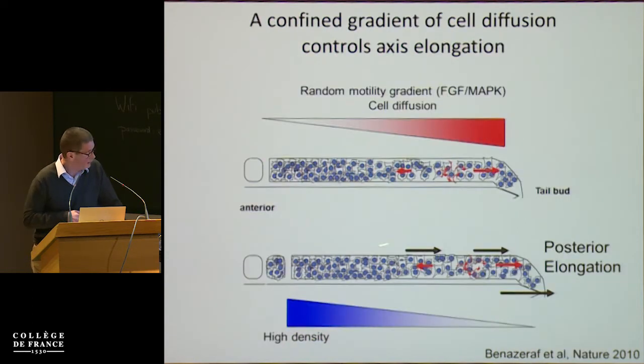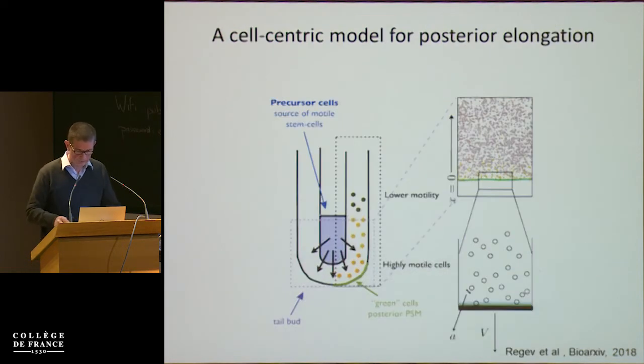And so together, that led us to propose a model wherein this FGF acts as an effective temperature that controls cell diffusion along the presomitic mesoderm, and due to the confinement that I just illustrated, the system will generate a pressure that will be preferentially oriented posteriorly, and which will ultimately generate a push triggering the posterior elongation.